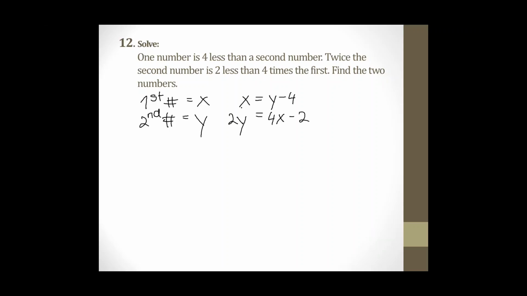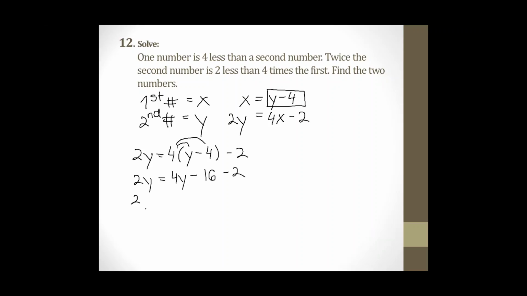Okay, I got my two equations, so now I can solve the system, and I am going to use substitution because this one is already isolated for X. I'm going to plug in this for X into the second equation. So 2y equals 4, and for X we have y minus 4, minus 2. Solving for y, 2y equals, distributive property, 4y minus 16 minus 2.